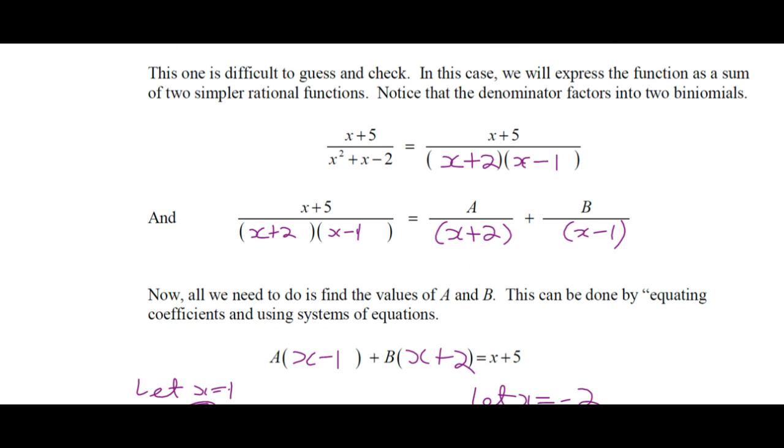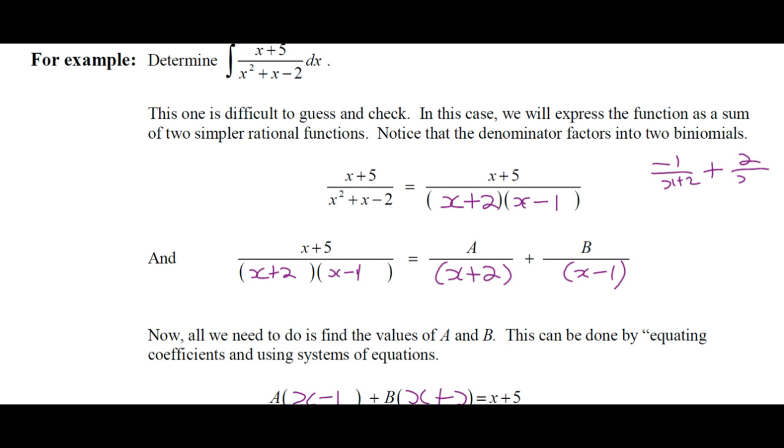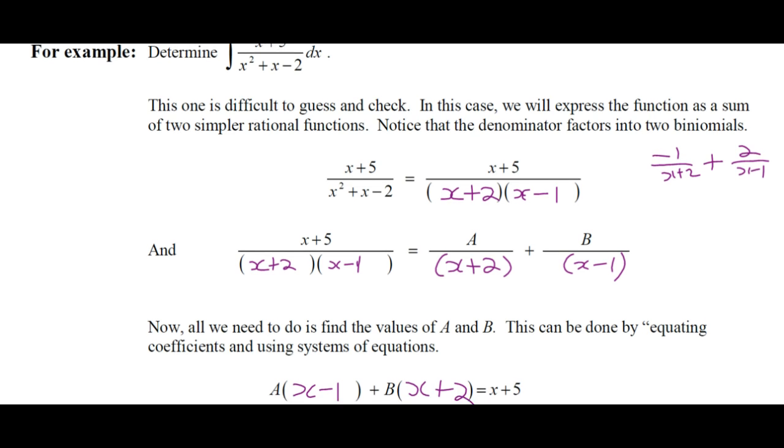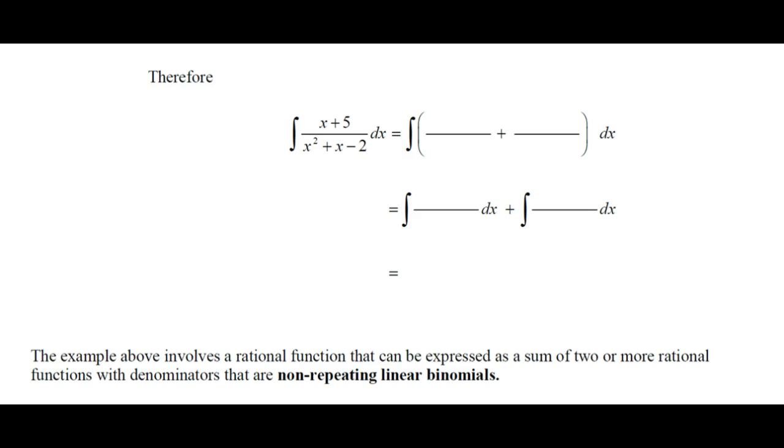Okay, so if we went back to here, if you had started with −1/(x + 2) plus, what did we say B was? 2. Plus 2/(x − 1), and you worked this, you would end up with (x + 5)/(x² + x − 2). So we've successfully split this up into two terms, which are easy to do the integral of. So we've got −1/(x + 2) plus 2/(x − 1).